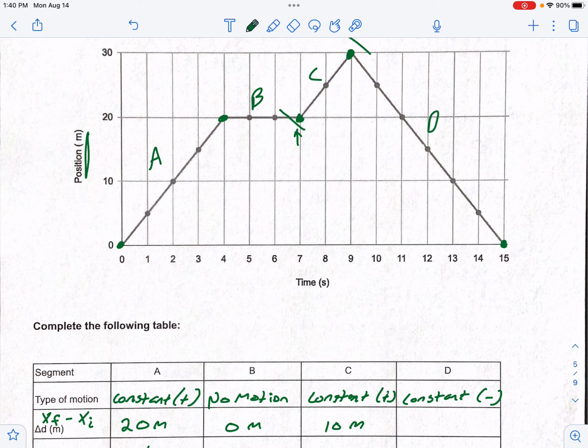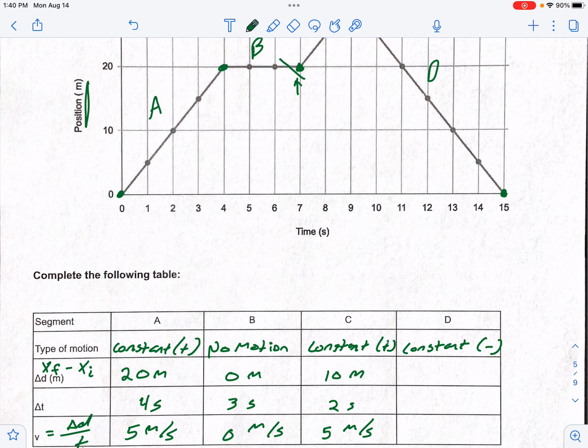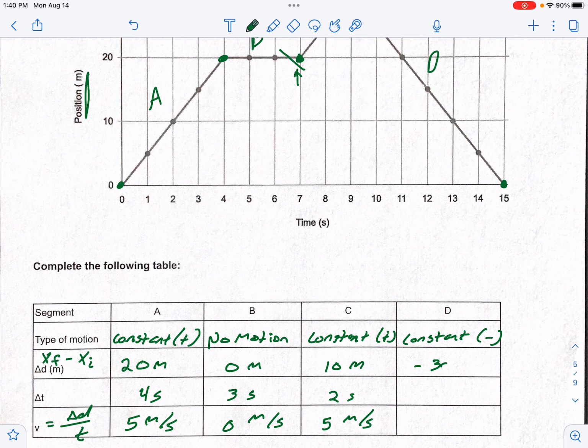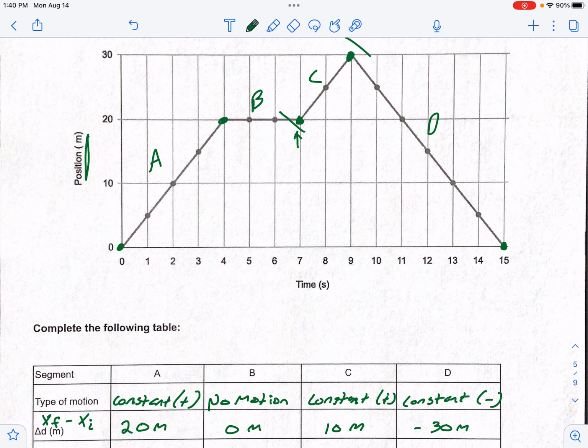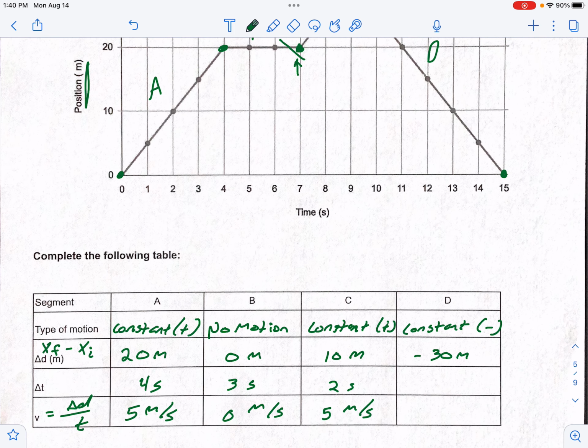Okay, so it's always going to be final minus initial. So it's going to be 0 minus 30, which is going to give you a negative 30 meters. The time it took, we started at 9 seconds, ended at 15, so that gap is going to be 6 seconds. I'm going to divide those two, and I'm going to get negative 5 meters per second.